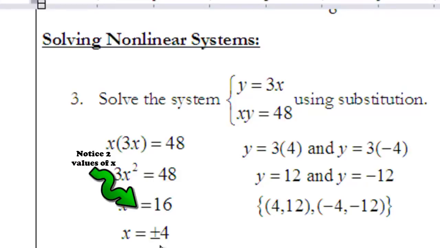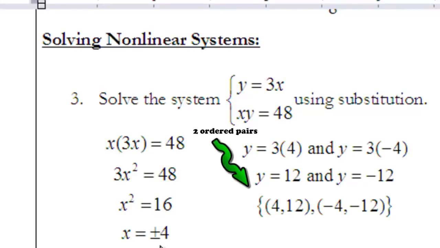So to find the y values, what that tells me is that there's going to be two ordered pairs that are solutions to that system. If I think about it graphically, there's going to be 2 points of intersection between that line and that curve. So if I plug my x values in for y, I have to plug both of them in. So 3 times 4 is 12. That would be one of my y values. And the other one is 3 times negative 4, which is negative 12.